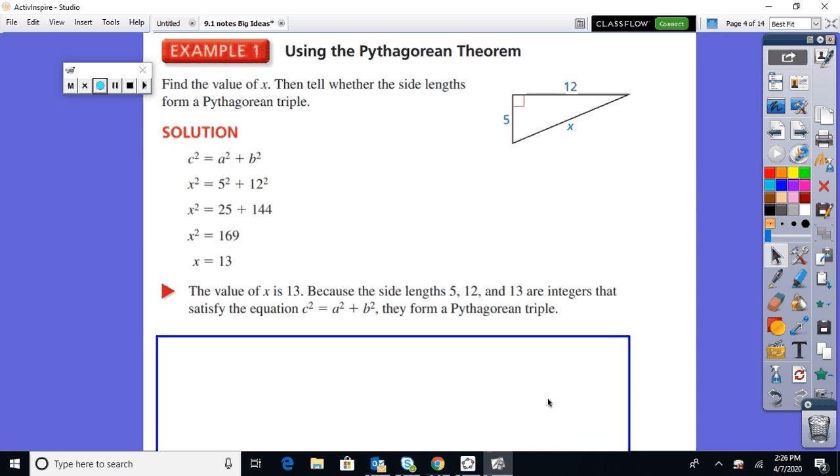So it forms a Pythagorean triple because you have 3 integers, 3 whole numbers. So if that's the case, 5, 12, 13, then yes, indeed, it is a Pythagorean triple.